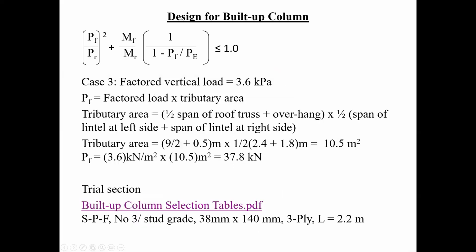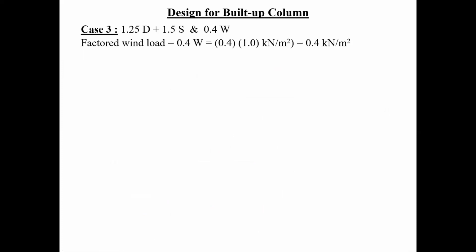So here I say use a 3-ply with a length of 2.2. I have a PR here of 60.7. By going almost twice the PF value, that gives me a lot of room to satisfy this equation here. So that's what I start with. And now I'm going to go to load case number 3, and of course, I'm going to do my wind load.